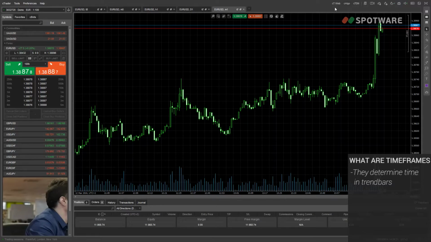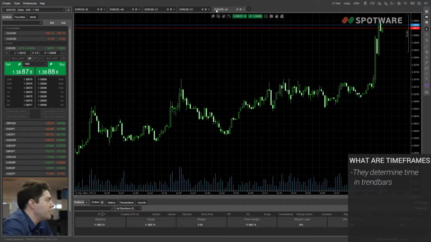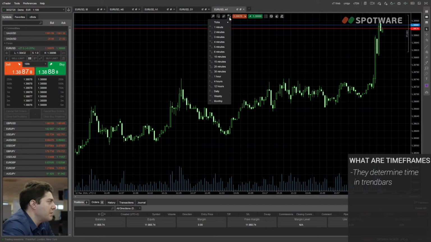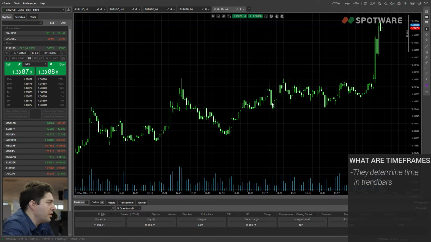So, what is a time frame? The time frame you select determines how much time is printed in every one of your trend bars in your chart. Let's go back to cTrader. I'm going to show you exactly what I mean here. We have plotted a EUR/USD chart. The time frame selector is inside the chart, is here.